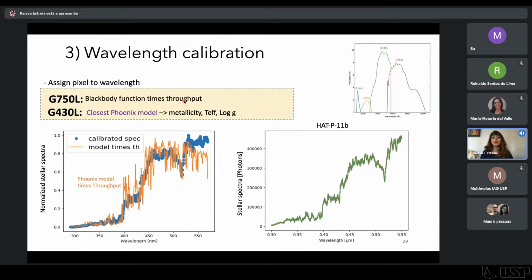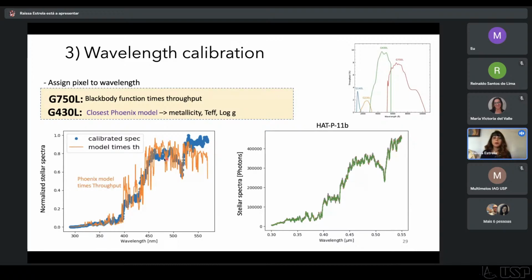For the G750L, we use a more simple approach. We basically can model the spectra with a black body function times the efficiency of the filter, the throughput. While for G430L, we need to take a model that's closer to the spectra and can represent well the spectral features. There is a strong spectral feature here, I think it's magnesium, if I'm not wrong. So we need a Phoenix model, which is a library of stellar spectra that can give you the closest stellar spectra to your target in terms of metallicity, effective temperature, and log g. So here you can see for G430L, the Phoenix model times the throughput of this instrument.